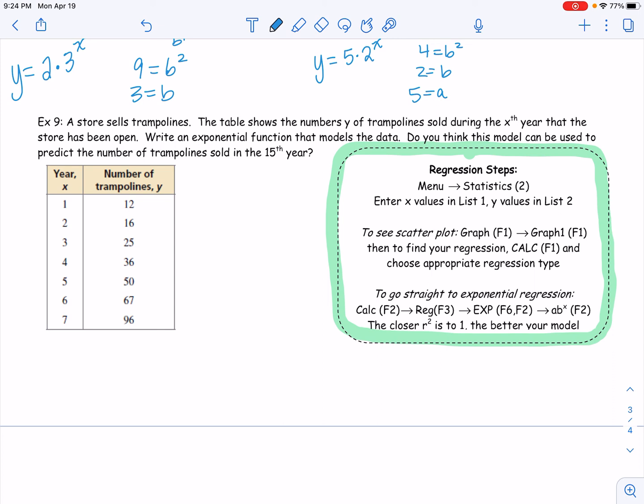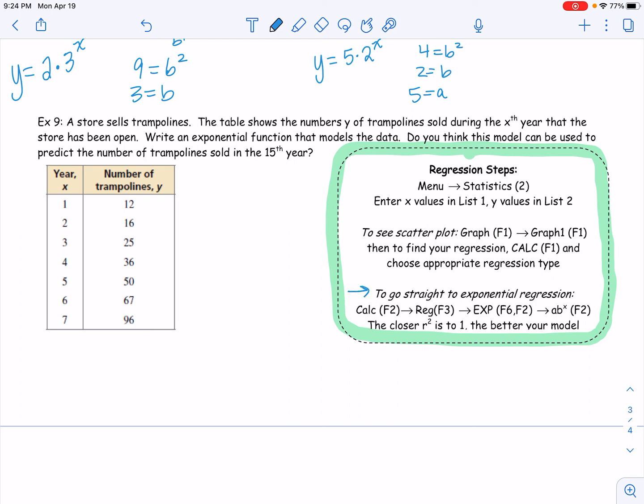We're going to go to Menu, Statistics, which is option 2. And once you're there, you may have to clear something out if it's not cleared out. But in your L1, in your list 1, you're going to enter your x values, which is just 1 through 7 in this case. And in L2, or list 2, you'll enter in those y values, so the 12, the 16, etc. Because we already know it's exponential, we can jump straight to this step.